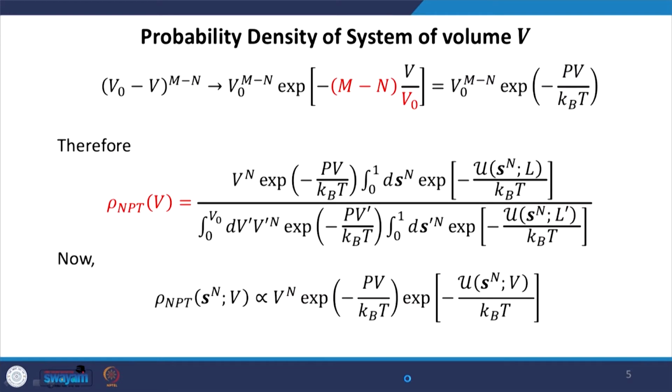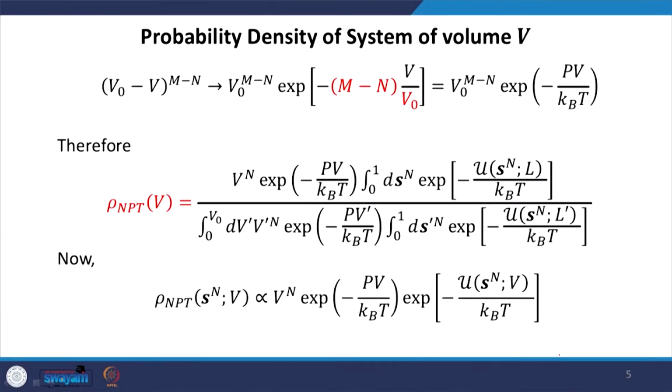So, therefore, I can now define the probability density for the NPT ensemble, because now I am basically counting the number of ways in relation to the total number of ways, where the total number of ways is for all possible values of volume and the number of ways is for a particular value of volume. So, basically we are allowing volume to change. So, we are looking at the probability density of the NPT ensemble.